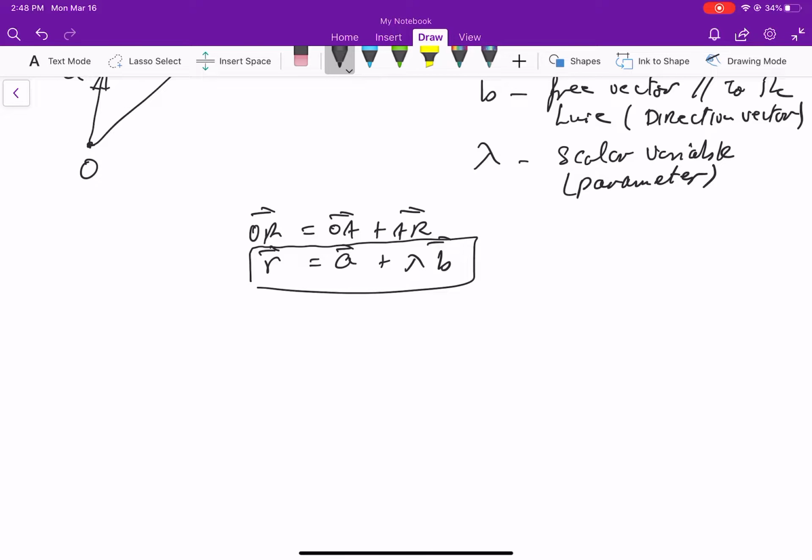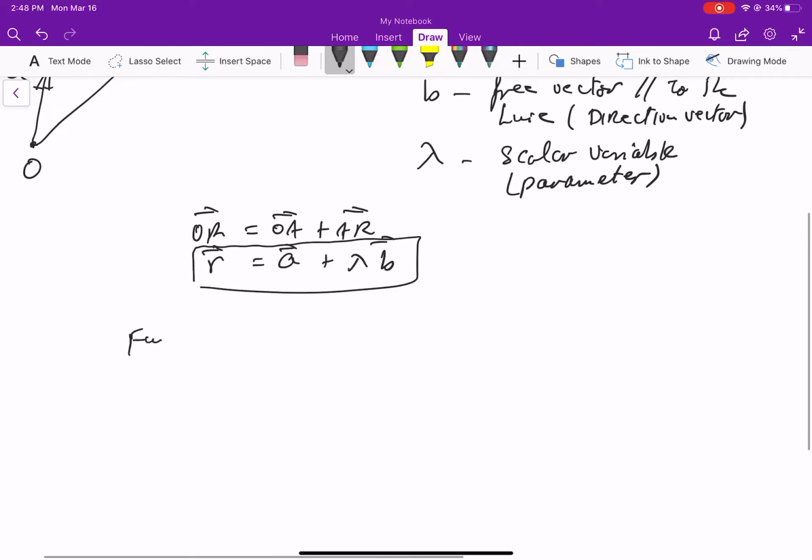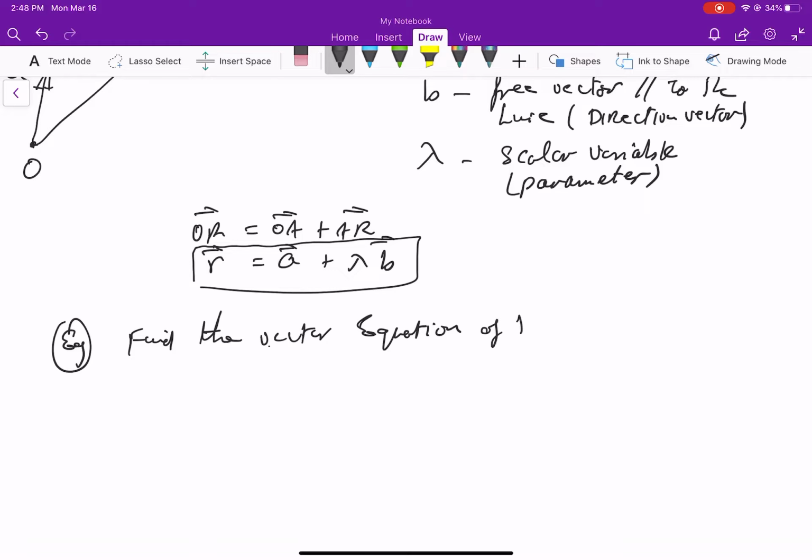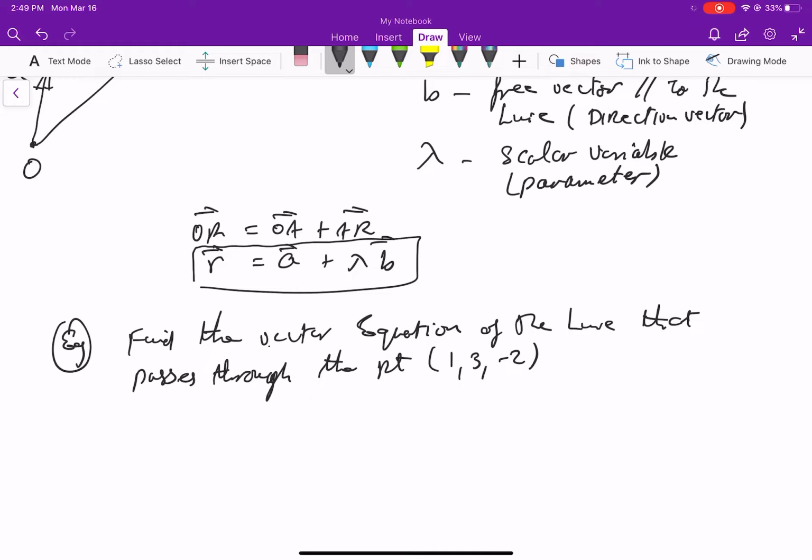Let's do a simple example up front. Find the vector equation of the line that passes through the point (1, 3, -2) and is parallel to the vector 2i + 3j - 5k.